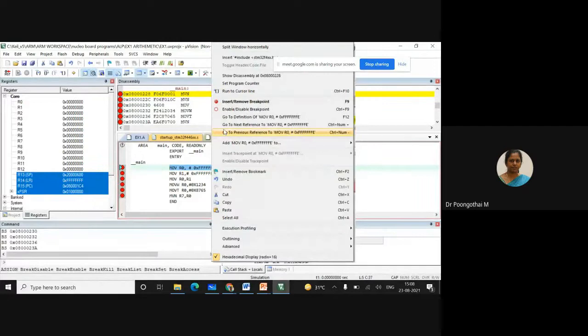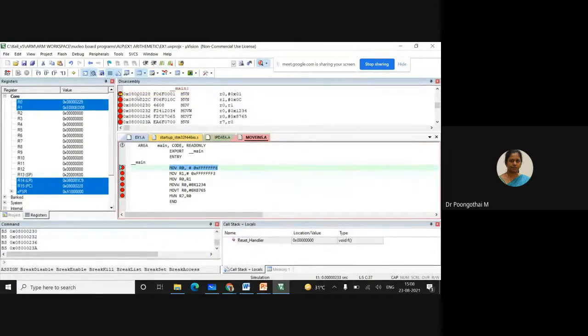So I'm going to execute the first instruction. See, this is your program counter. So this particular instruction is stored in 8000228. But this value is inverted in order to reduce the instruction cycle. This value is converted into an 8-bit value in the decoding process, in order to reduce the number of clock cycles. So that's why the move not instruction is used instead of move.